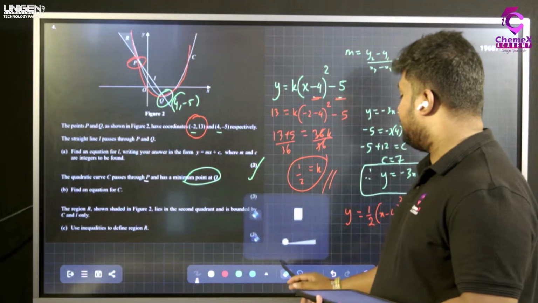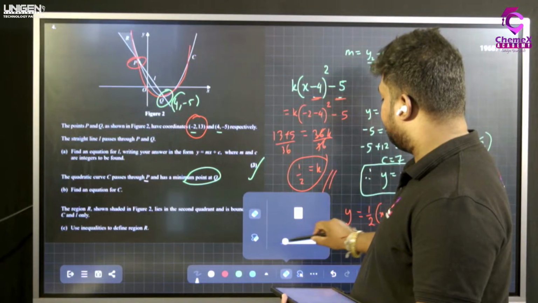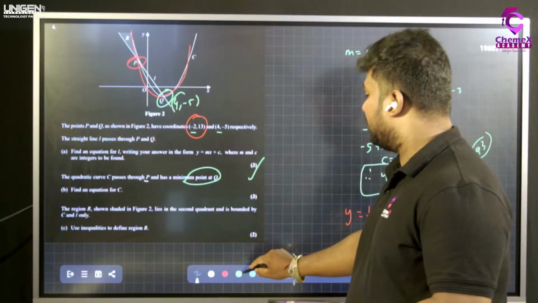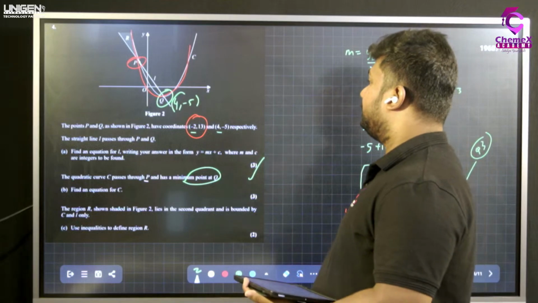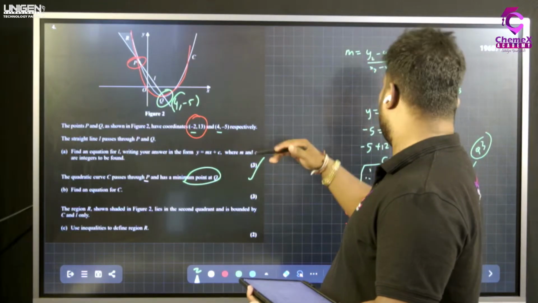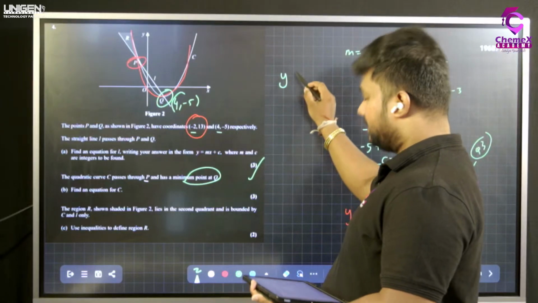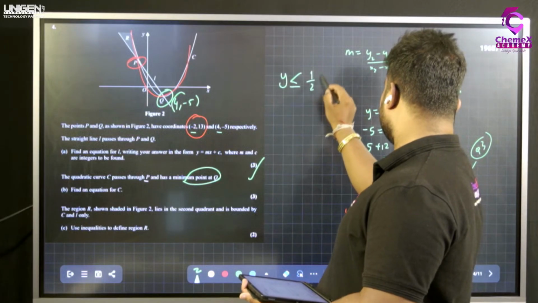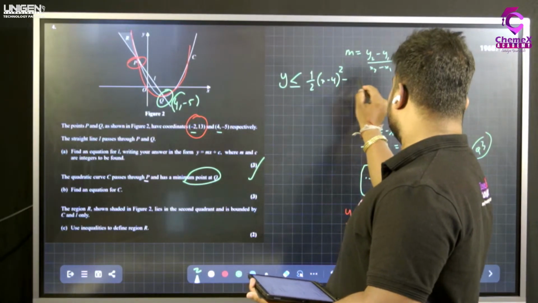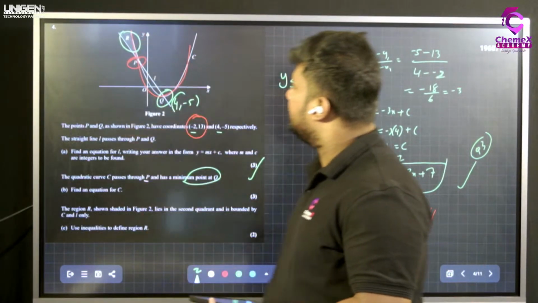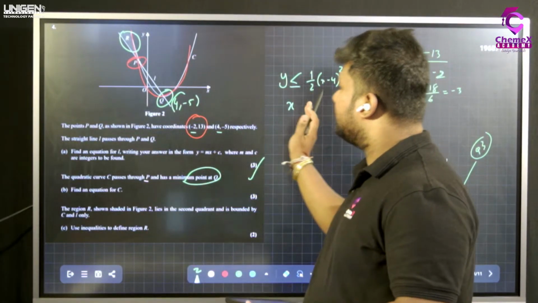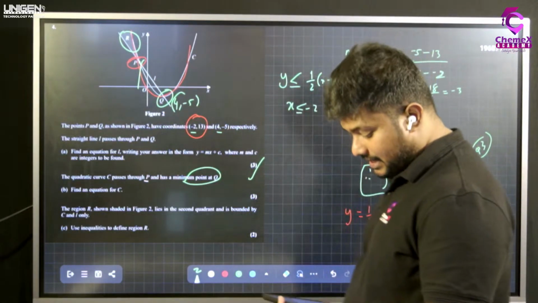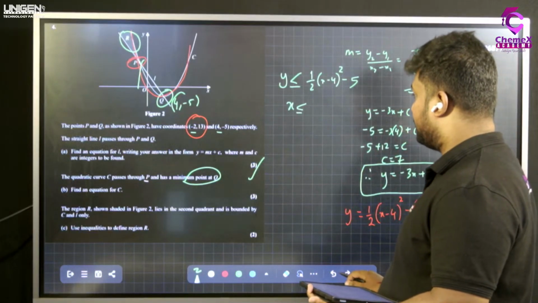Alright. To get the shaded region, since you now know that U-shaped equation, the shaded region is below it. So y is less than or equal to the curve, because the shaded region is below that. Then x is less than the P value. P value is what? Equals -2. So x is less than -2. There's no line.